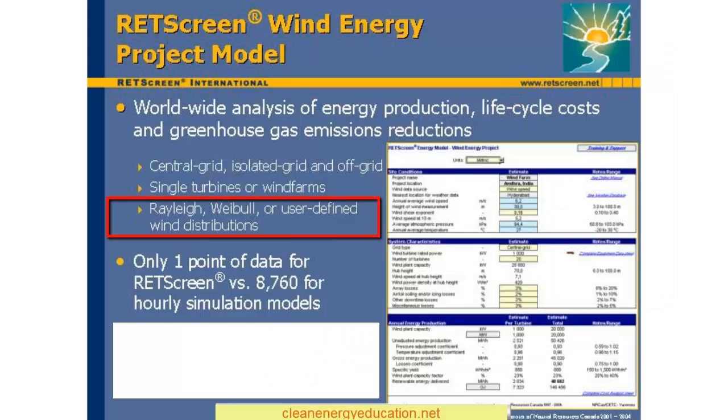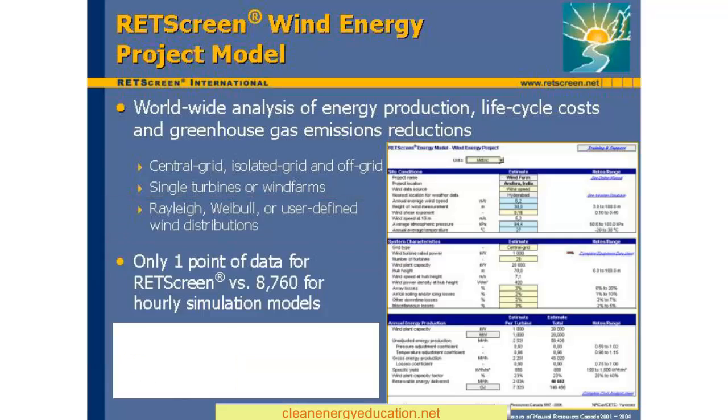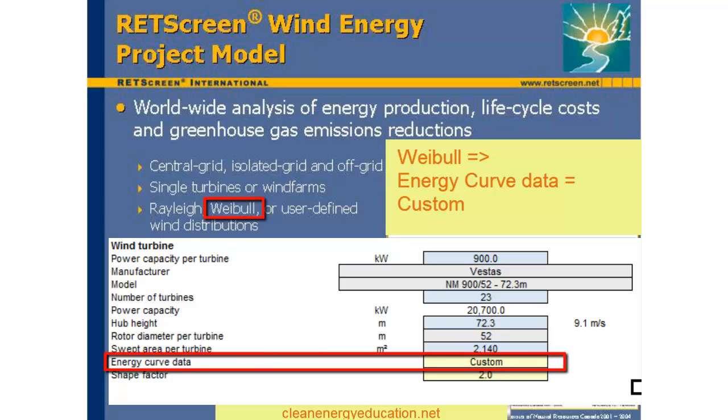If the user has very little information about the wind resource, a typical wind speed distribution, known as the Rayleigh distribution, can be assumed, and the user needs to provide only an estimate of the annual average wind speed. If the user knows the shape of this wind distribution, this can be specified in terms of an additional shape parameter for the so-called Weibull distribution.